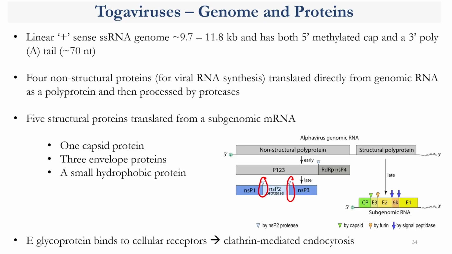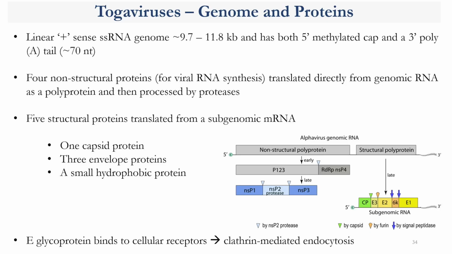On your structural side of things, you have various proteins that are required for translation, or sorry, required for packaging of the genome. Notice how your non-structural proteins are early proteins and your structural proteins are late proteins. And this is normally the case for all viruses. You make your non-structural proteins first so you can actually replicate the genome, and then you start making your structural proteins.